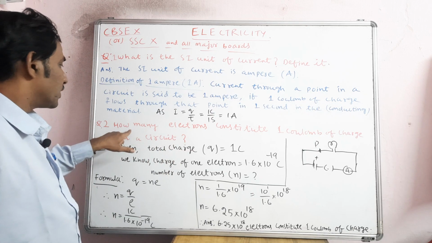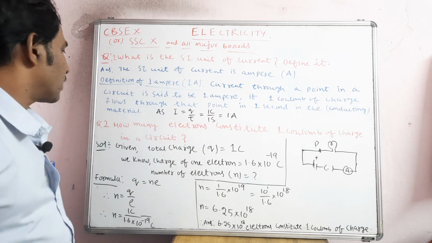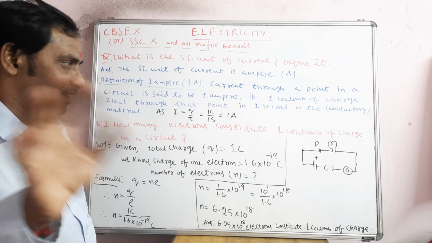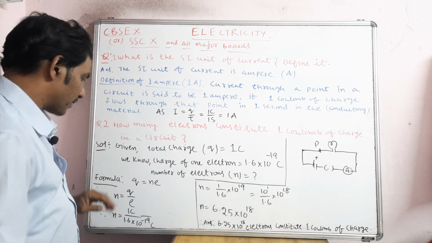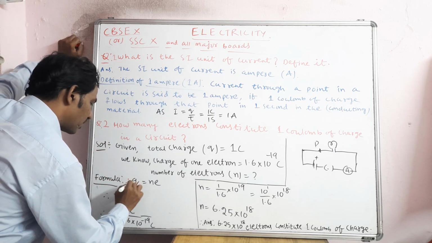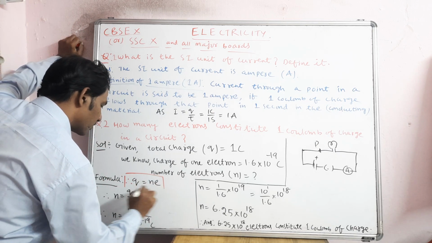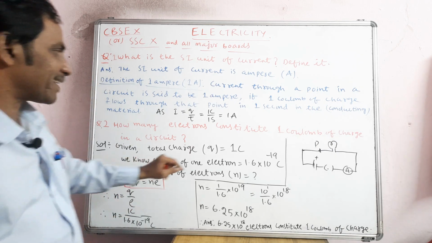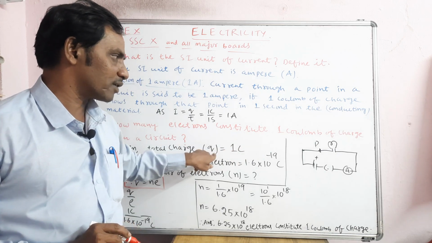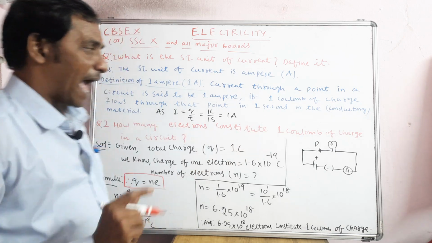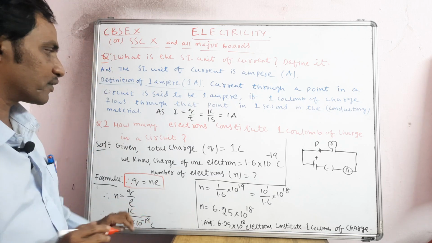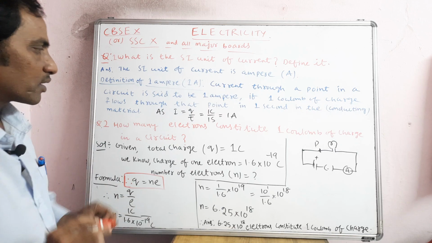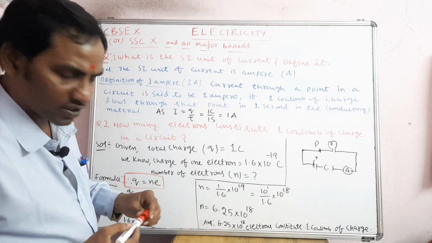Now see here, the next question: how many electrons constitute 1 coulomb of charge in a circuit? How many electrons? I already told you the formula Q is equal to NE. You might not have remembered, but in the previous minutes of the video I said Q is equal to NE. So they are asking, if the total charge is 1 coulomb, how many electrons will constitute that? The charge of 1 electron is 1.6 into 10 to the power of minus 19. Of course, the electron has negative charge, protons have positive charge, cations have positive charge and anions have negative charge. This is all you know.